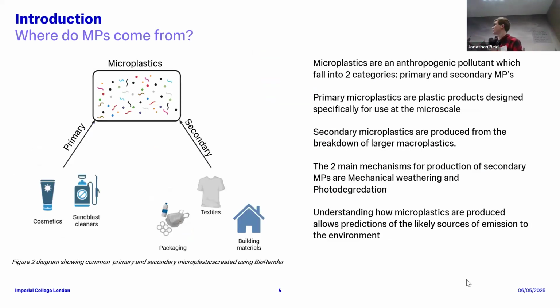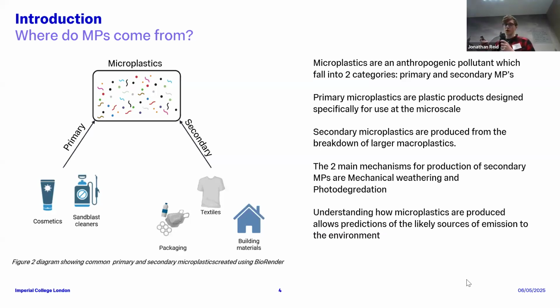So I'll go through this quickly: where microplastics come from. There are two primary ways you can get microplastics. You can either produce a product to be a microbead or a microplastic, and these are normally cosmetics or small beads that are used in sandblast cleaners, or you can get secondary microplastics, which are when you have a larger macroplastic material, which is then broken down into smaller particles.